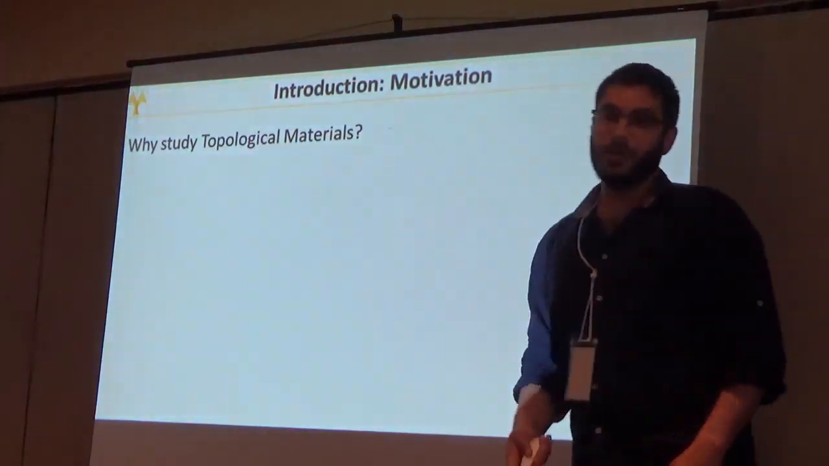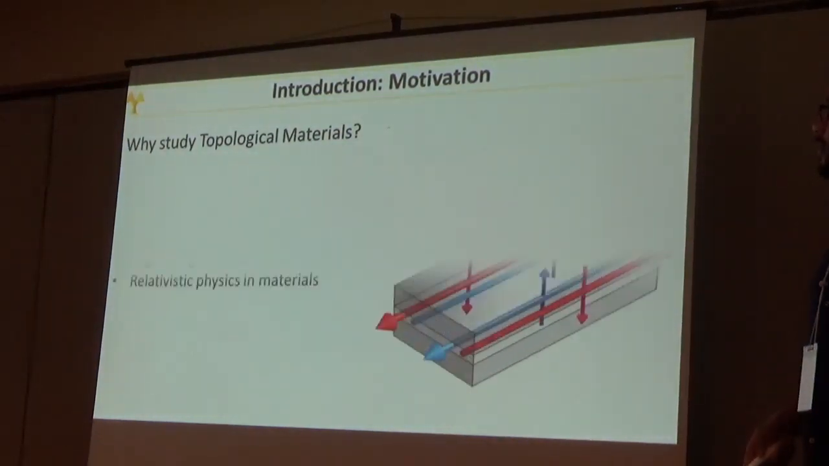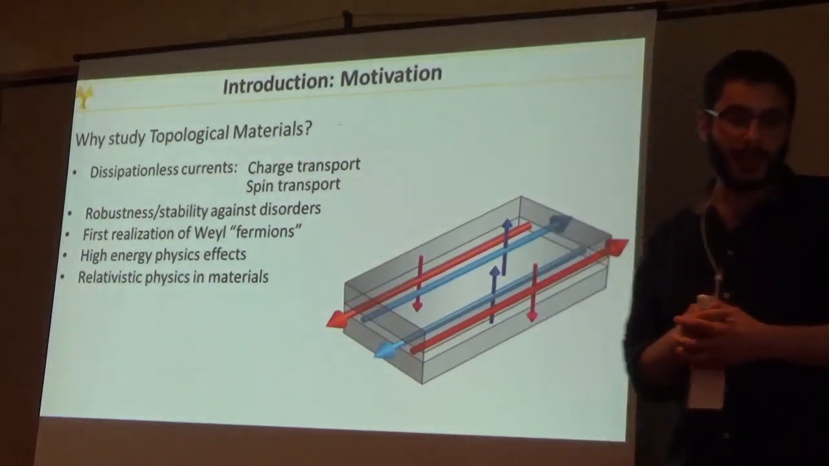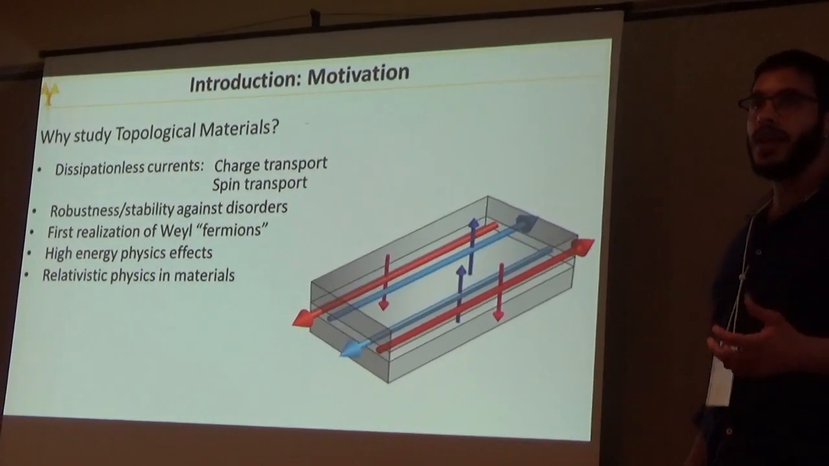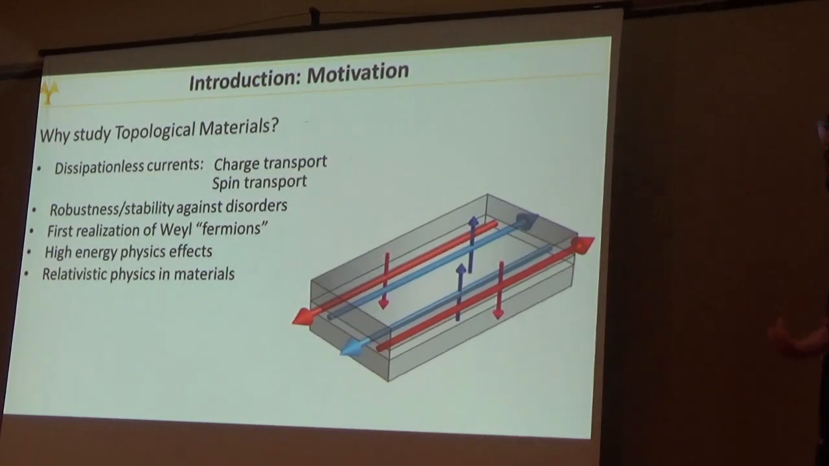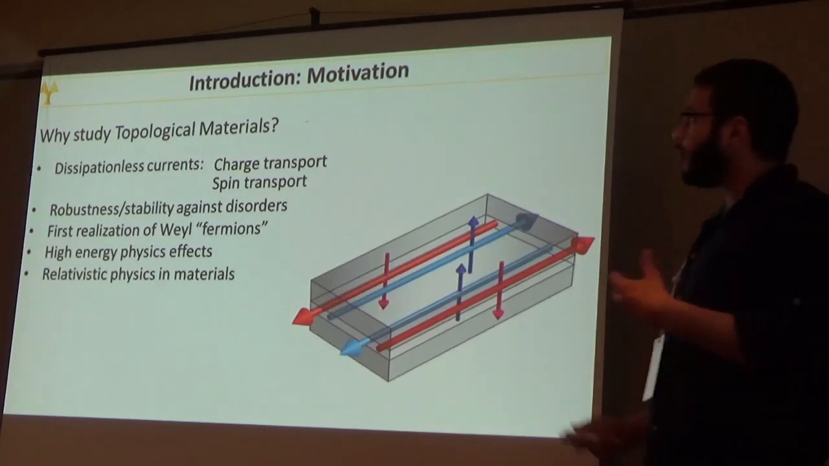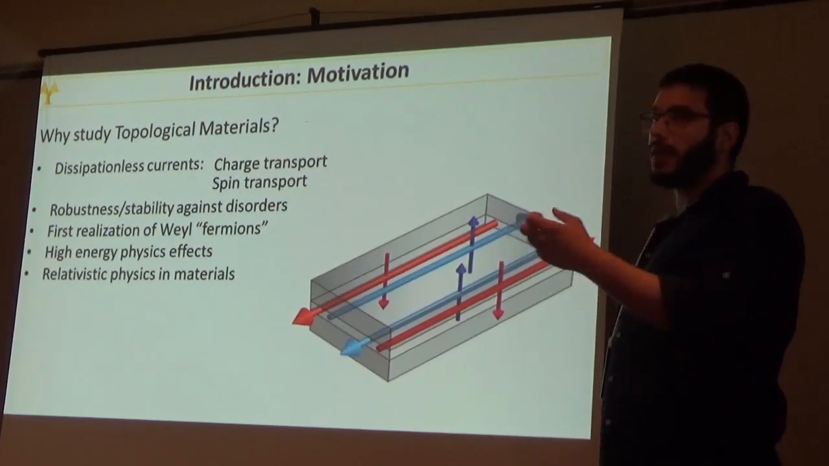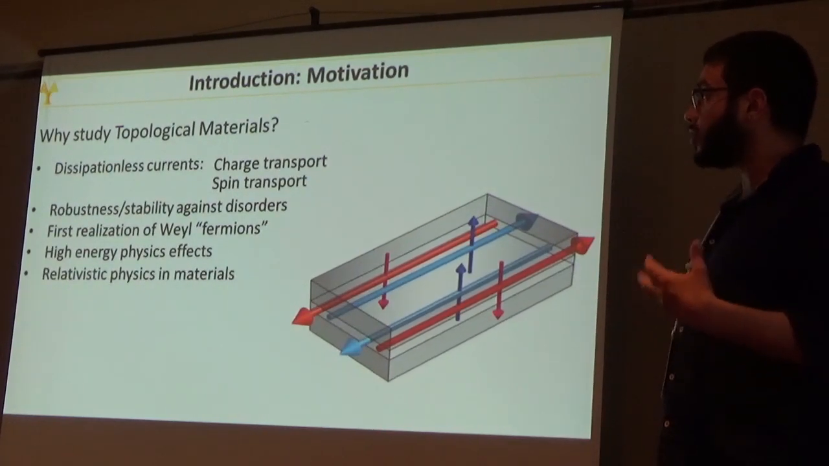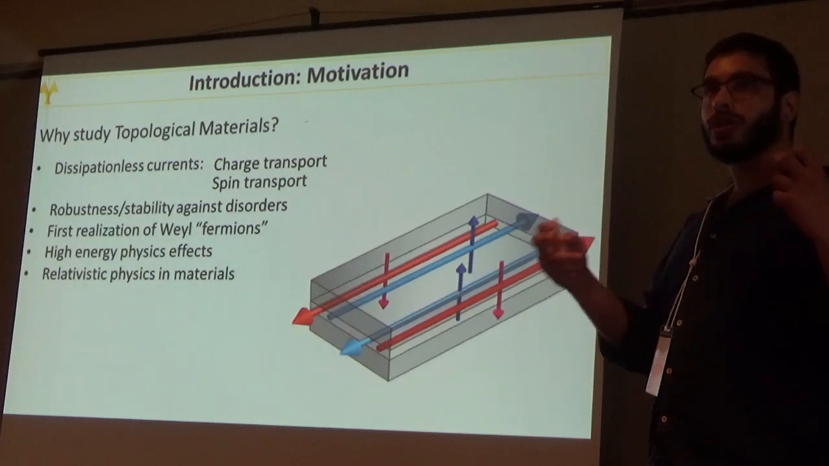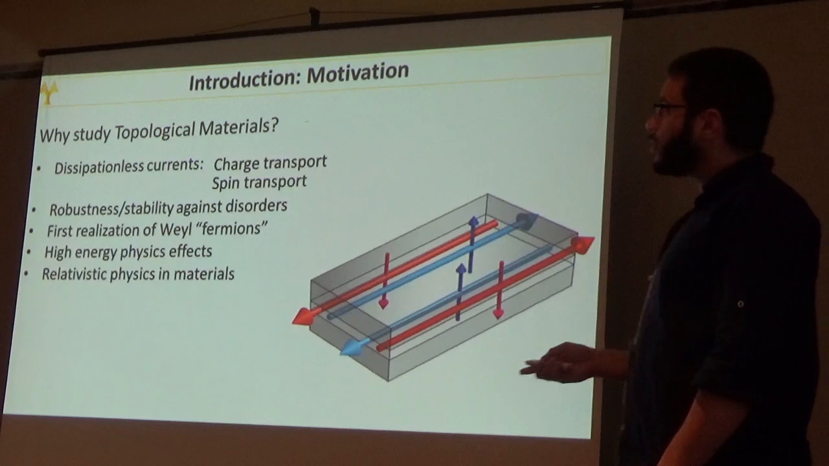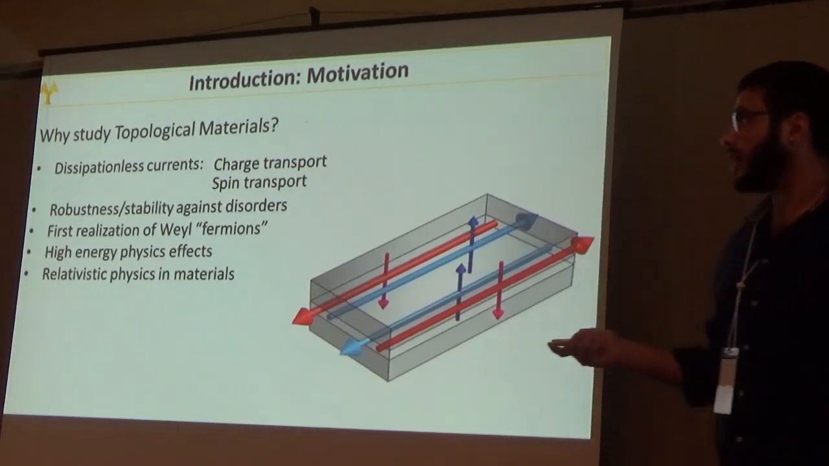Okay. So, first of all, why study topological materials? This is a huge field that has been booming for the past 10 years, and it has been from revolution to revolution. It has many interesting characteristics: it provides us with dissipationless currents that transport charge or spin, and they are very robust against disorder because they are so-called topologically protected, for reasons that we're going to see in a few minutes. They provide us with the first realization of Weyl fermions in physics.